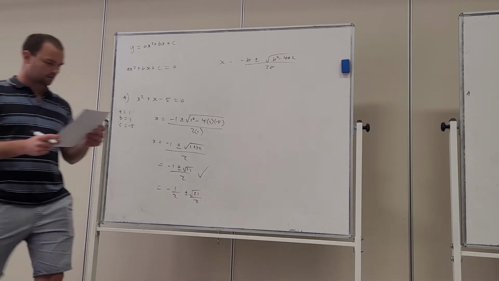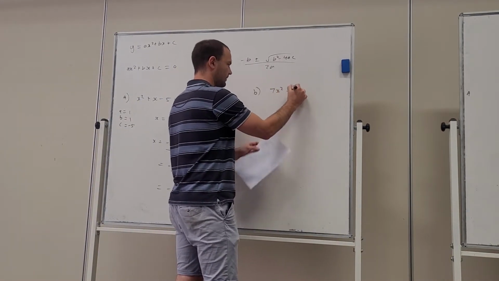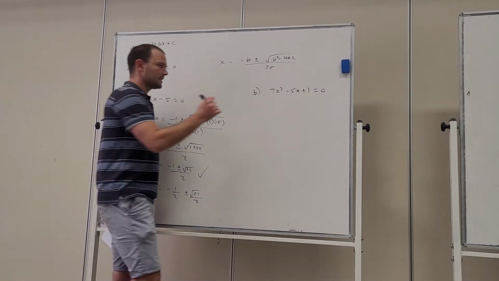So let's go to number B. We've got 7x squared take 5x plus 1 is 0. We identify A, B, and C.